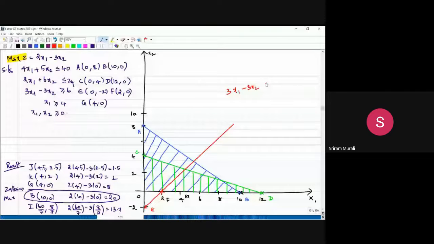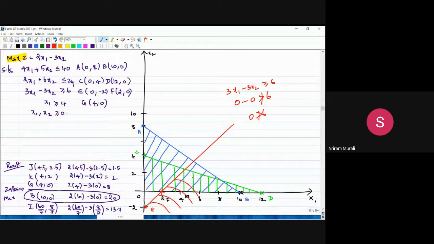Again, you take the same origin test. 0, 0 can never be greater than 6. 0 cannot be greater than 6. Therefore, shading will come below the line, something like this. It will come below the line because the origin does not satisfy.